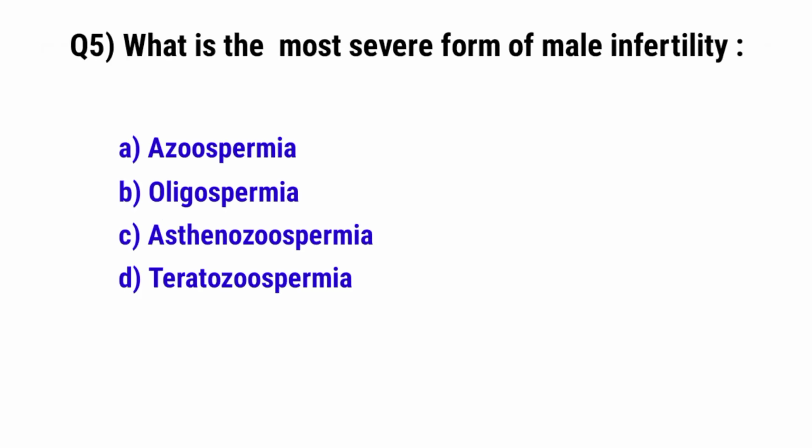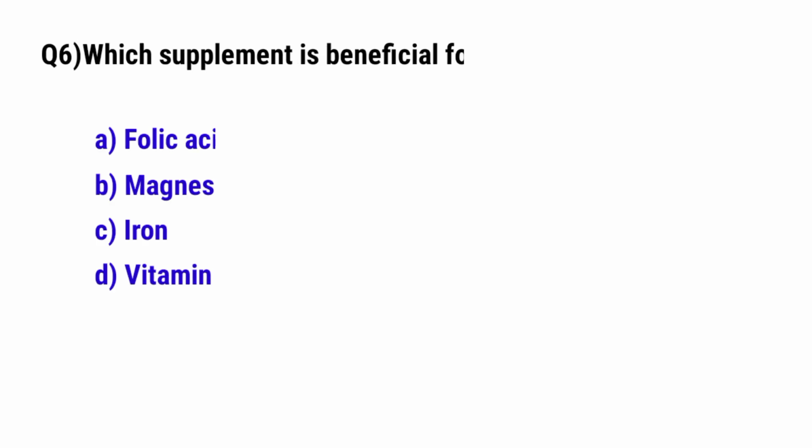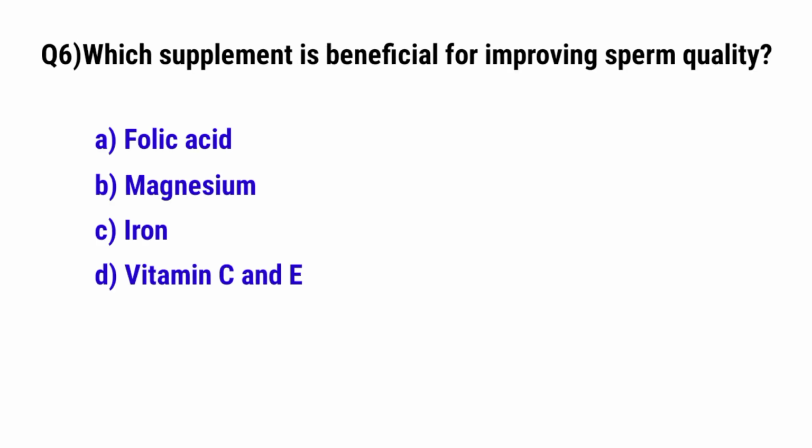Question number 5. What is the most severe form of male infertility? The correct option is A. Azoospermia. Question number 6. Which supplement is beneficial for improving sperm quality? The correct option is D. Vitamin C and E.